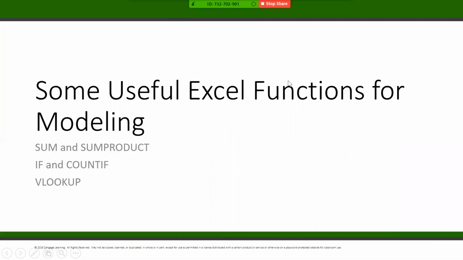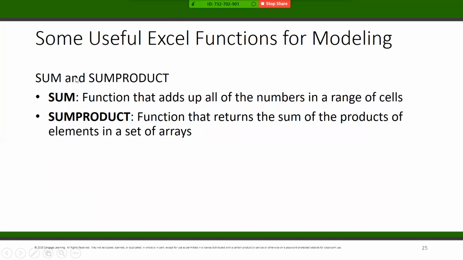All right, so some useful Excel functions for modeling. We're going to use the sum product, if, COUNTIF, and VLOOKUP. So those are the different functions we'll be using here. For the sum and sum product, the sum basically is just the function that adds up all the numbers in the range of cells. So you're going to say equals sum, highlight a section of cells, and hit enter, and it gives you the sum. Now the sum product is a function that returns the sum of the products of elements in a set of arrays. So basically it's going to take one value in one array, multiply it times the value in the other array, and give you all of them multiplied together and give you a sum product, okay?